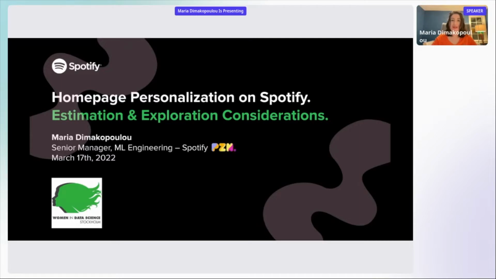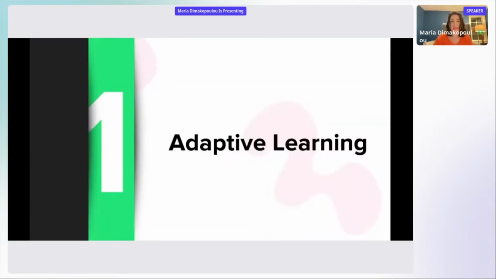So yes, my team's focus at Spotify is on ranking and construction of Spotify's homepage. And today I'm going to present to you two important considerations for using adaptive learning effectively for decision-making in practice, and particularly for personalization. The first consideration is that of model estimation with adaptively collected data, and the second consideration is that of exploration in adaptive learning algorithms. And as we will see, both considerations are very central for our personalization models, and particularly the homepage personalization models at Spotify. So let's jump right in.